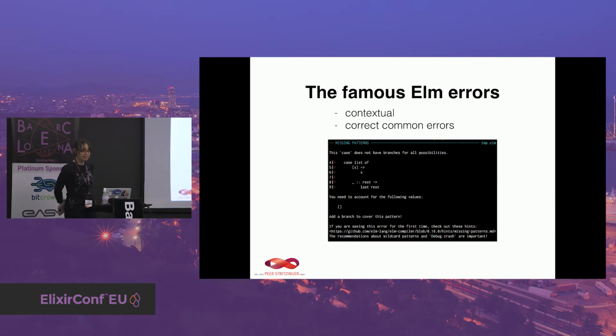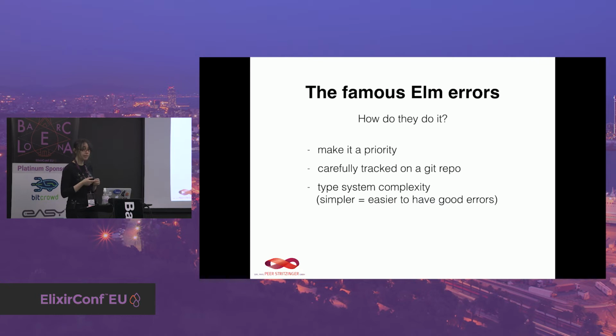About them, I think the main thing that makes them great is that they are contextual. They don't tell you, oh, there is a problem with your code on line 356 of this strange file you don't even remember writing. But they show you what is going on. They show you the bit of code that's got a problem, and they also try to suggest ways to fix it, if it's possible, and that is very good. And to achieve this goodness in error messages, they made it a priority. They encouraged people to send bad error messages to a Git repo, and then they went through them one by one, and they fixed them.